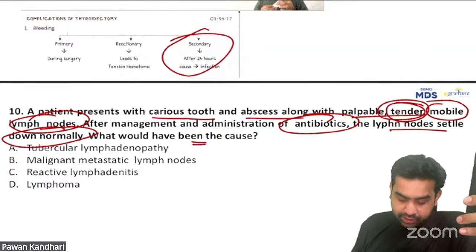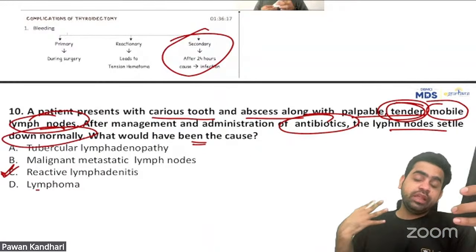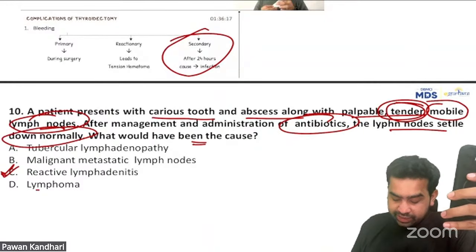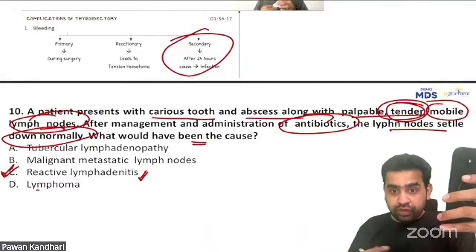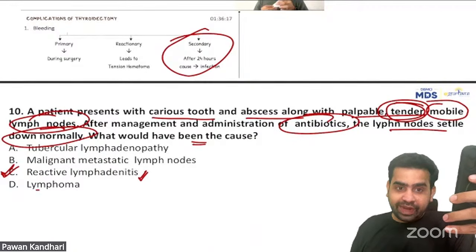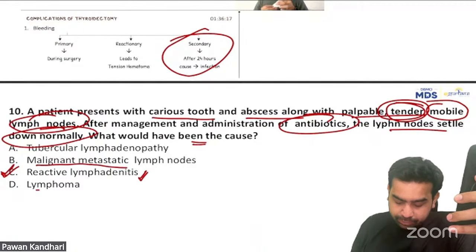What would have been the cause? Typical lymphadenitis, malignant metastatic lymph nodes, reactive lymphadenitis, or lymphoma. It is a reactive lymphadenitis, because a malignant or typical lymphadenopathy will not subside with the antibiotic. So here it is a reactive lymphadenitis because of an infection. Okay, I hope you understand this particular point. It is a reactive lymphadenitis. It is not a malignant metastatic lymph node.